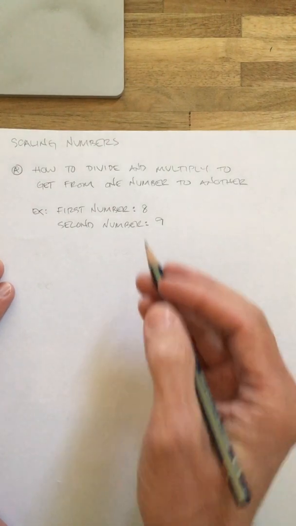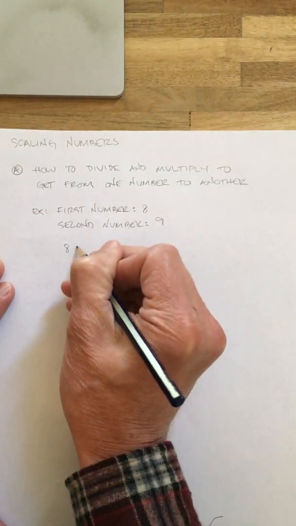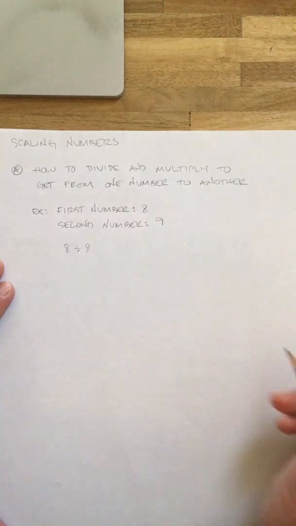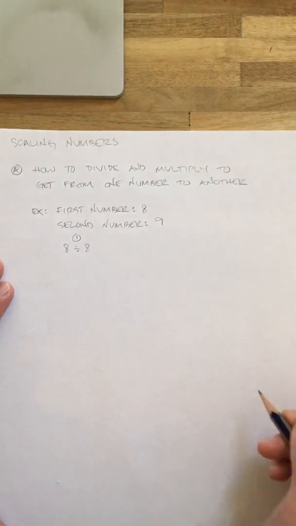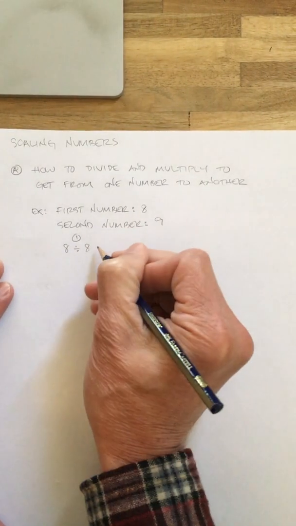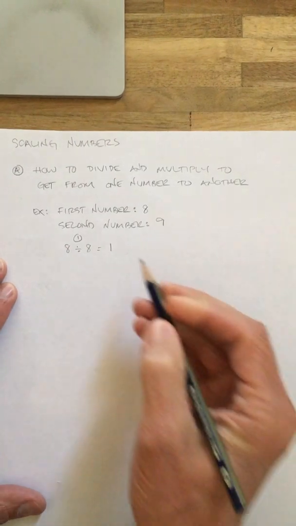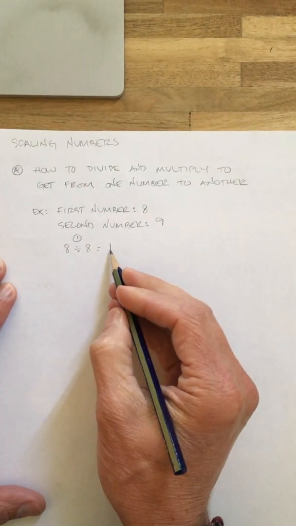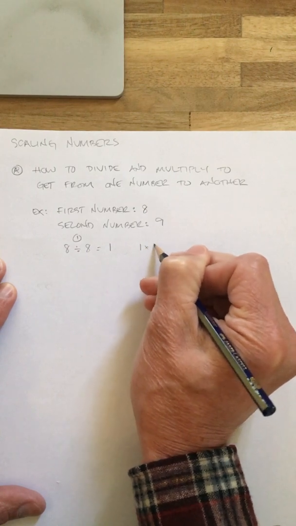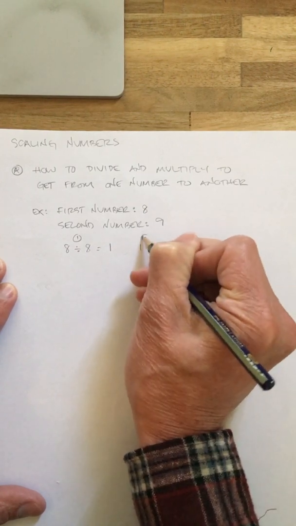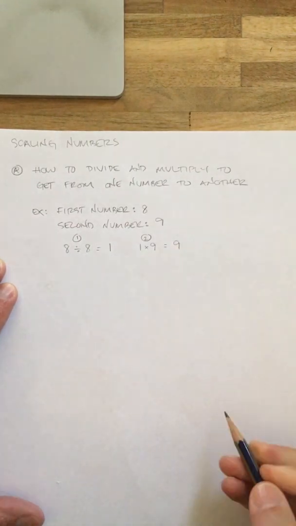So watch this. I'm going to start with the 8, and I'm going to divide it by 8. That's my first step. And what do I get? 8 divided by 8 is 1, isn't it? Now, how do I get from 1 to 9? I can go 1 times 9. This is my second step. 1 times 9 equals 9. So watch what I did.